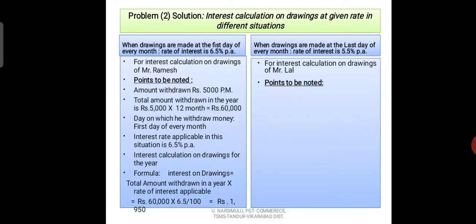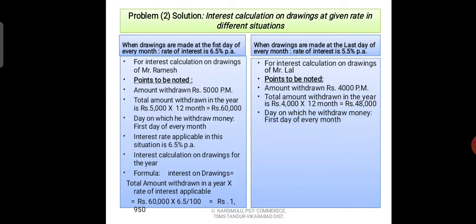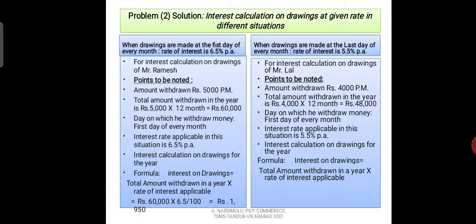On 48,000 we calculate interest. Same as just before, whatever formula we used for the calculation of interest, the same formula we use here also. Interest on drawings is equal to total amount withdrawn in a year into rate of interest applicable. So here the interest we get is 1,320 rupees. For Ramesh, 1,950. For Lal, we are getting 1,320 rupees as interest on drawings. Like this we can calculate interest on drawings.